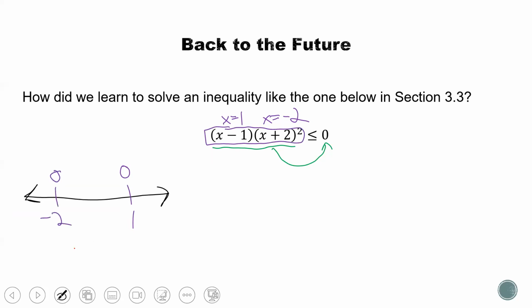And then from there, what we do is we choose test points. So maybe -3 here, since that's a value less than -2, a point in between -2 and 1, which would be 0, and then a point bigger than 1, which would be 2. We'll take each of those and plug them in one by one for x and see what we get. And in each case, what we're looking for is whether or not we get a positive or negative value.